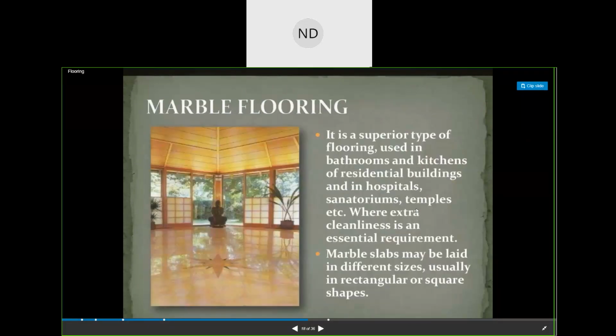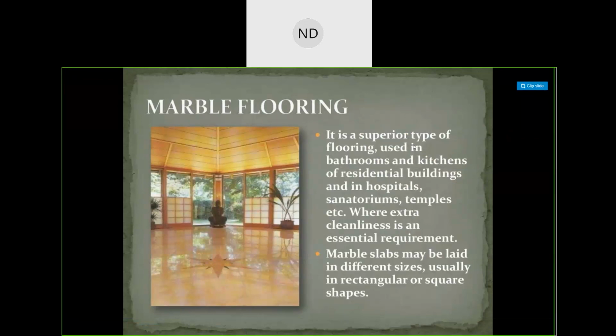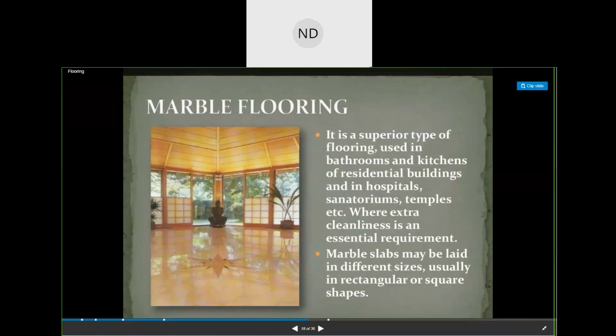Now another is marble flooring. Marbles you already know; the floor covering made up of marbles is your marble flooring. It is a superior type of flooring used in bathrooms, kitchens of residential buildings, and in hospitals, sanatoriums, temples, etc., where extra cleanliness is an essential requirement. Marbles are easy to clean, and they also give clear visibility, so it is easy to see and clean.